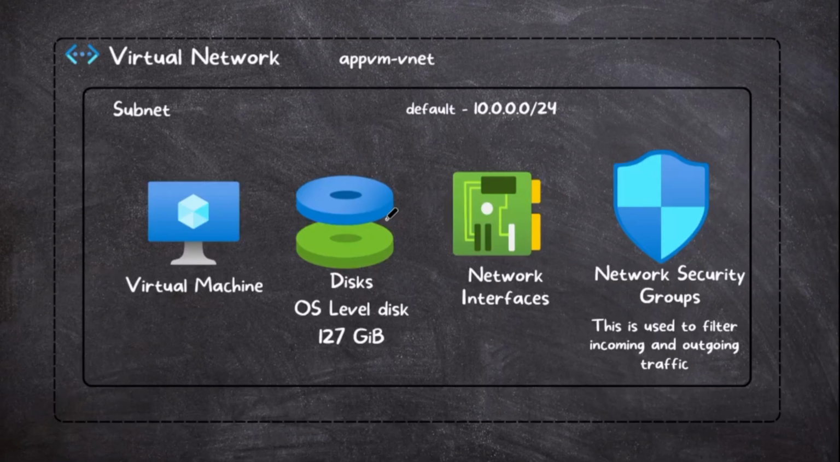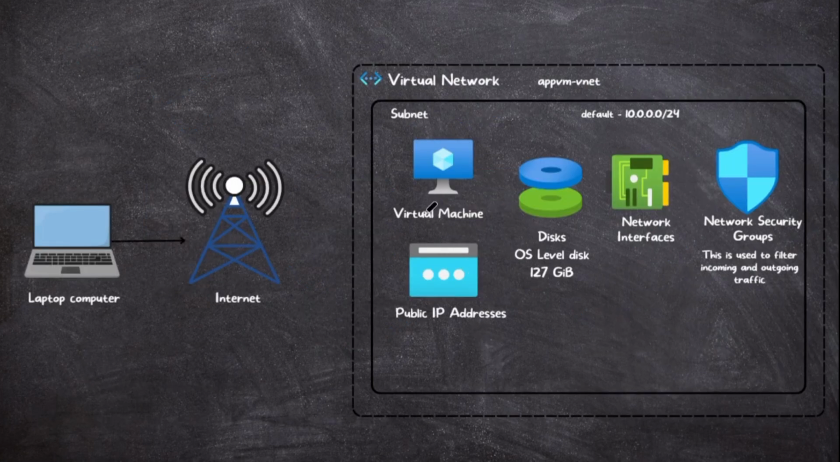Our virtual machine is a part of the virtual network, which includes a subnet with a unique IP address, an OS disk for the operating system with 127 GB, a network interface card, it means NIC, that handles traffic to and from the VM, and a network security group, it means NSG, that acts like a firewall to control incoming and outgoing traffic, just like your physical computer or a laptop. Our virtual machine has all necessary components to operate in the cloud.